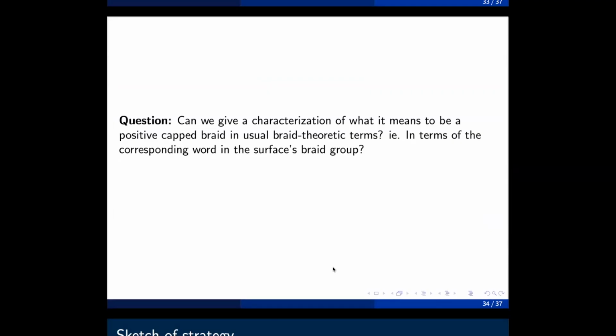Okay, so I think a very interesting question here is, I've given this notion of a positive capped braid, which I've told you does not coincide with the usual notion of a positive braid given by braid theorists. And I think it would be very interesting to give a characterization in usual braid theoretic terms, that is, in terms of the corresponding word in the braid group. Because if you could do this, then you could start algorithmically computing and numerically approximating these spectral invariants, which dynamicists would be rather interested in understanding.